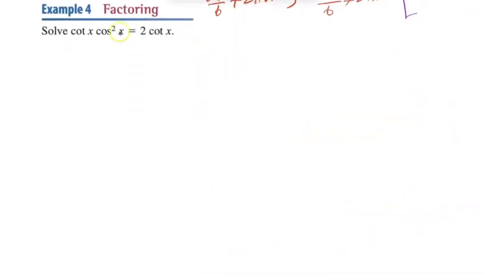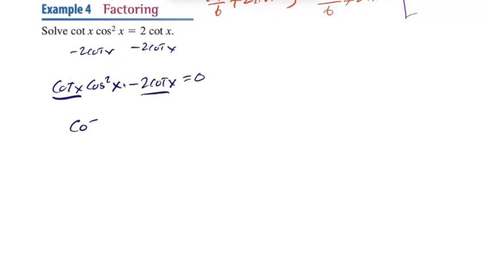They want us to factor this one. Notice, I gotta get everything to one side first. I could factor this. Let's minus 2 cotan from both sides. So you get cotan x cosine squared x minus 2 cotan x equals 0. If you see things like I don't have a number, set equal to 0, and then see what you can do. And here I could factor these cotans out. Cotan x times cosine squared x minus 2 equals 0.